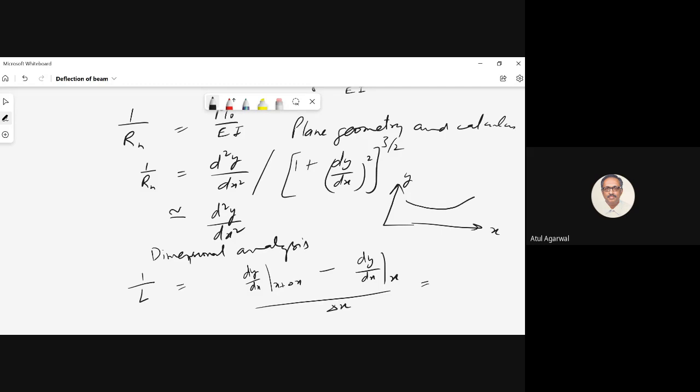So this is dimensionless, because above is a dimension of length, below is also a dimension of length. So you have zero dimension, L0 minus L0, again dimensionless, while in the denominator you have a dimension of length. So you see the dimensions are matching on both sides. Slope doesn't have a dimension.